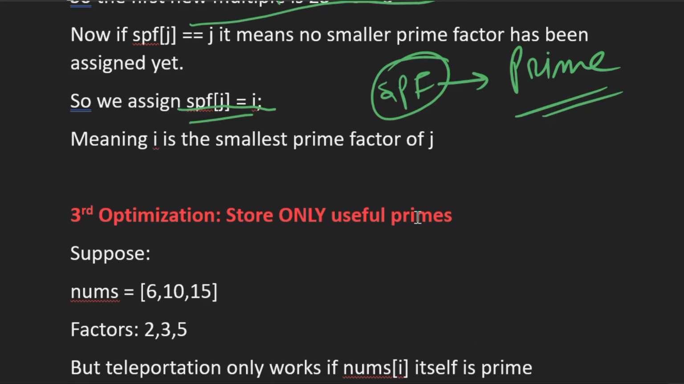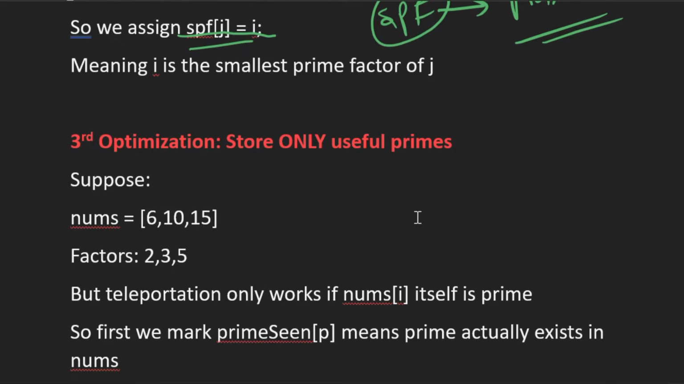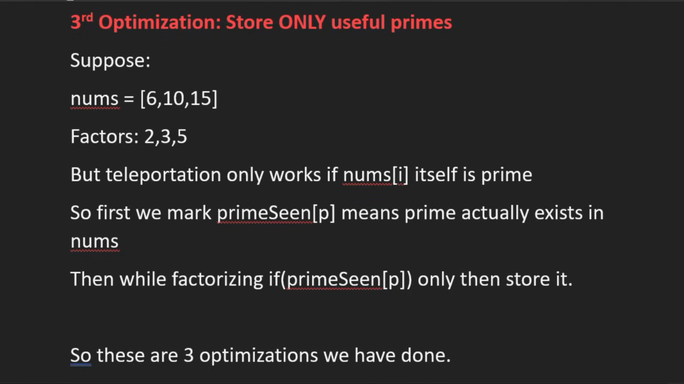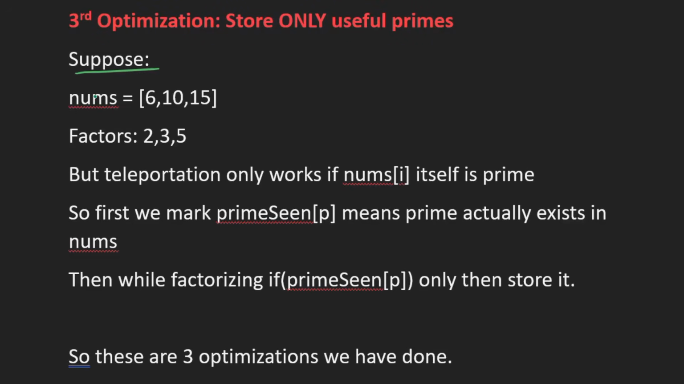Next, the third optimization is that we'll be storing only useful prime numbers. Suppose we have taken nums equal to 6, 10 and 15. So what are the factors? Factors are 2, 3 and 5.